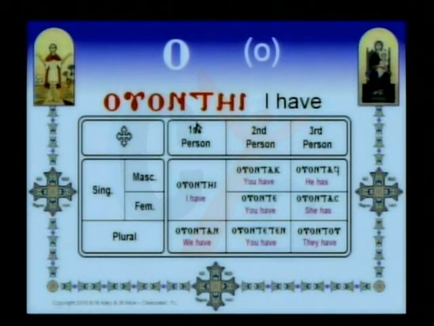So this time we want just to mention this word, and in the next episode we're going to be discussing this word. So oont means I have with all the different persons. We will discuss it in the next episode.